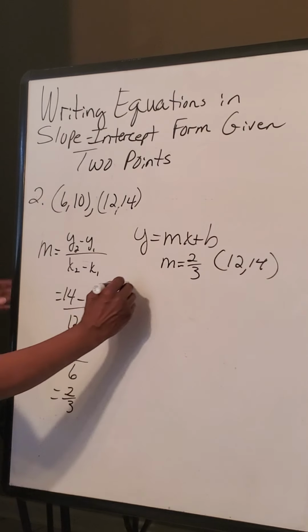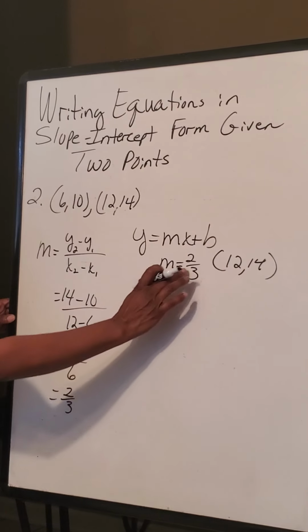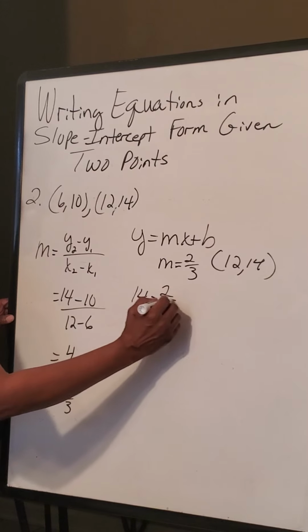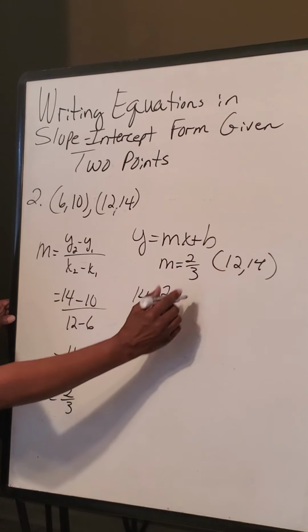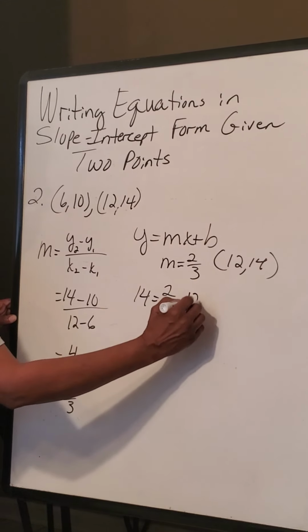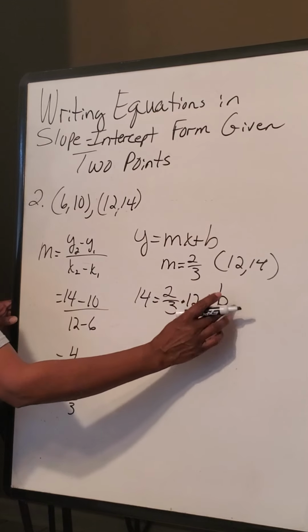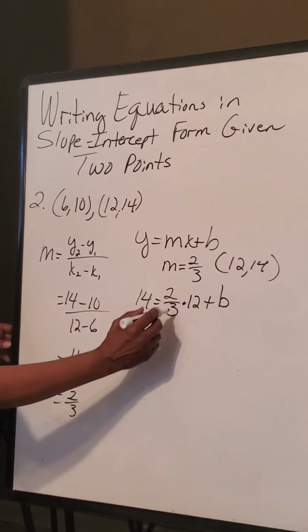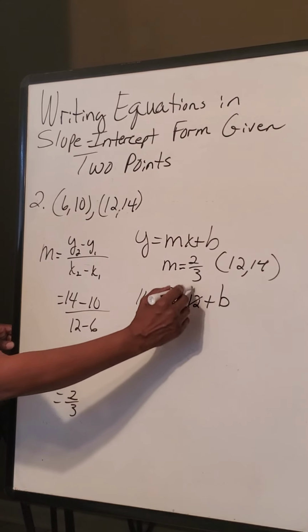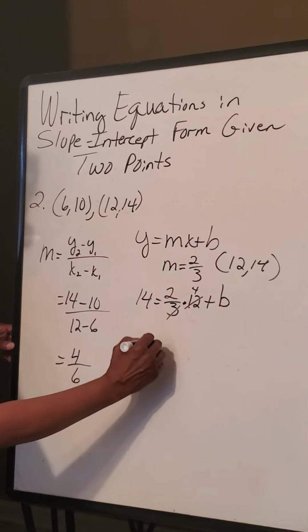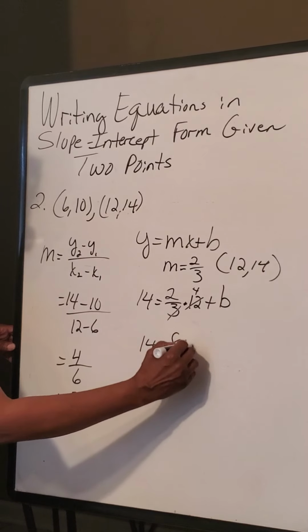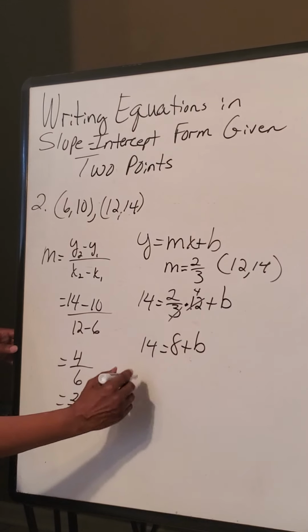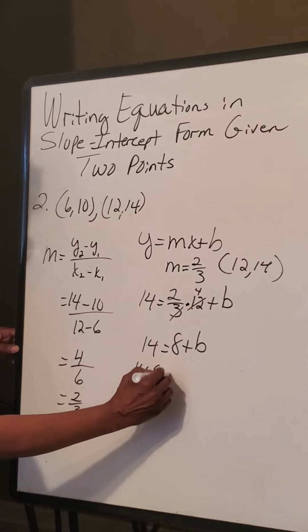My y is 14. My m is 2/3. I'm going to multiply times my 12. And b again represents my y-intercept. I can do some cancellation here. 3 goes into 12, 4 times. So now I have 14 is equal to 8 plus b. I need to isolate the b, so let's subtract out 8.